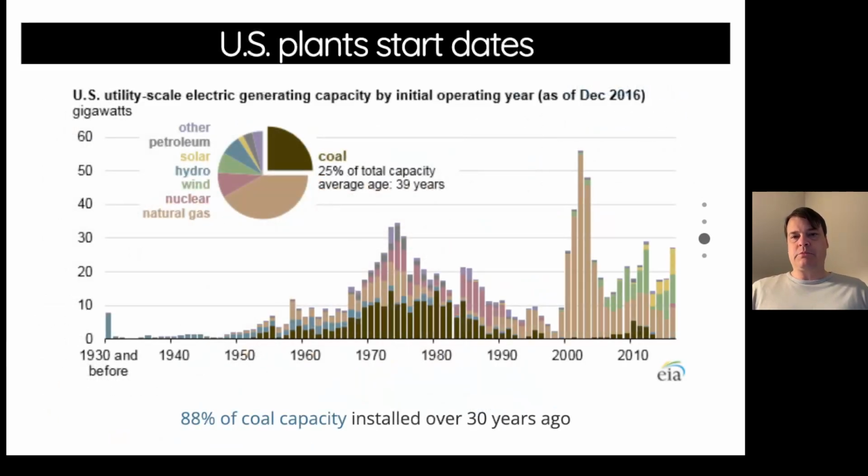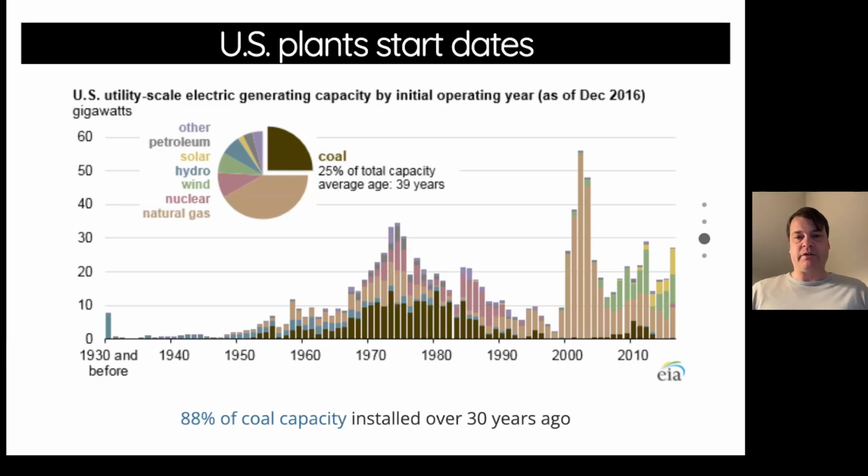Here's a graphic showing the different kinds of U.S. electric plants by start date. You can see the coal portion in the dark here. Lots of coal plants started in the mid-60s through maybe the mid-80s. A lot of coal plants were created, and then there was hardly any new coal plants between 1990 and 2010. You had a few that were built in 2010, but you can also see that the natural gas plants dominated during the same period of time that the coal plants kind of faded.